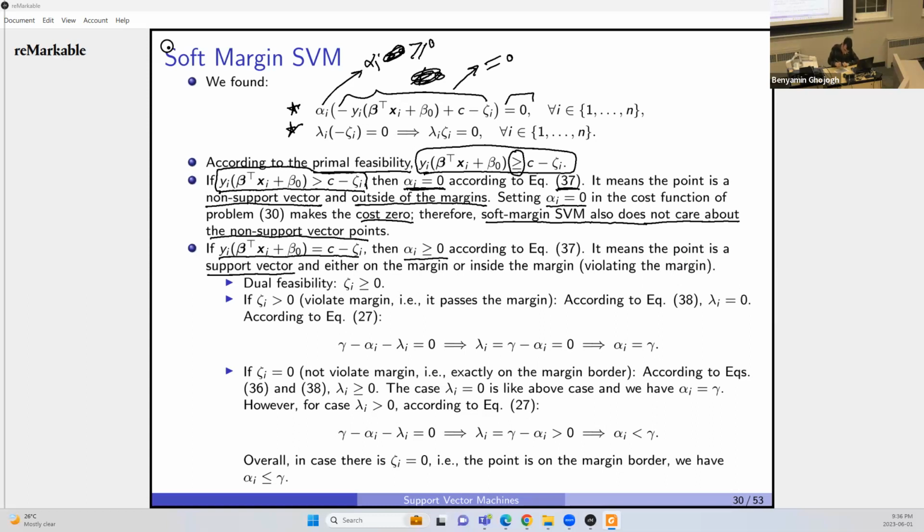Okay. And now the difference here from the hard margin SVM, they are either on the margin or inside the margin. In hard margin SVM, inside the margin, there was nothing. In soft margin SVM, we are allowing some violation, some misclassification. We are tolerating it. We are taking it easy on the points, okay? They might be violating the margin. They might be inside the margin, okay? So now let's talk about the cases.